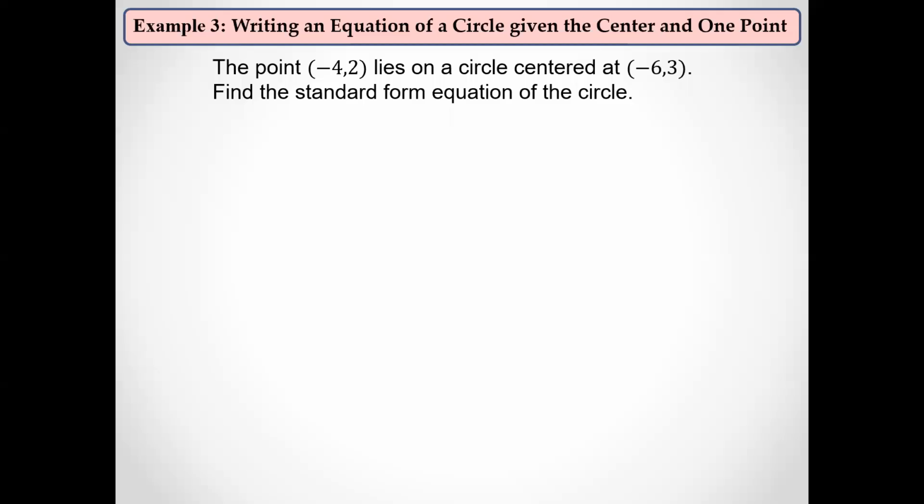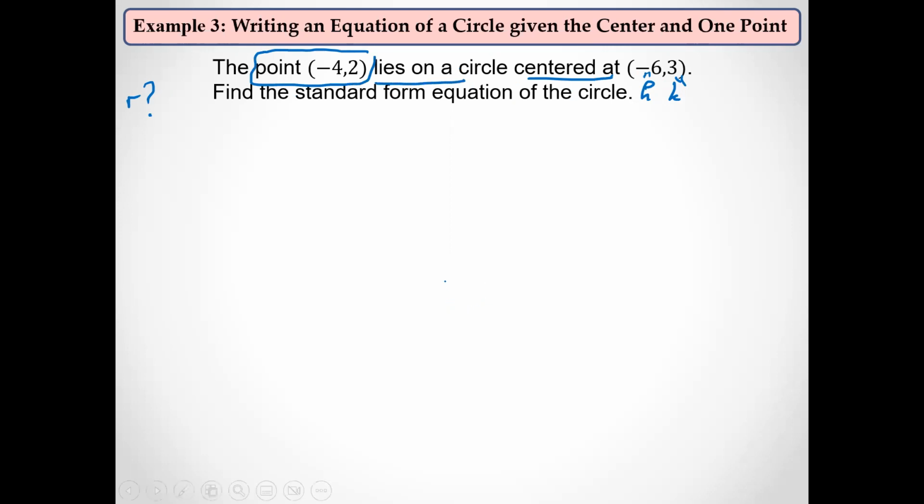The third example here, we are given the center, so h and k. But instead of being given the radius, so we don't know r, we are given a point on the circle.